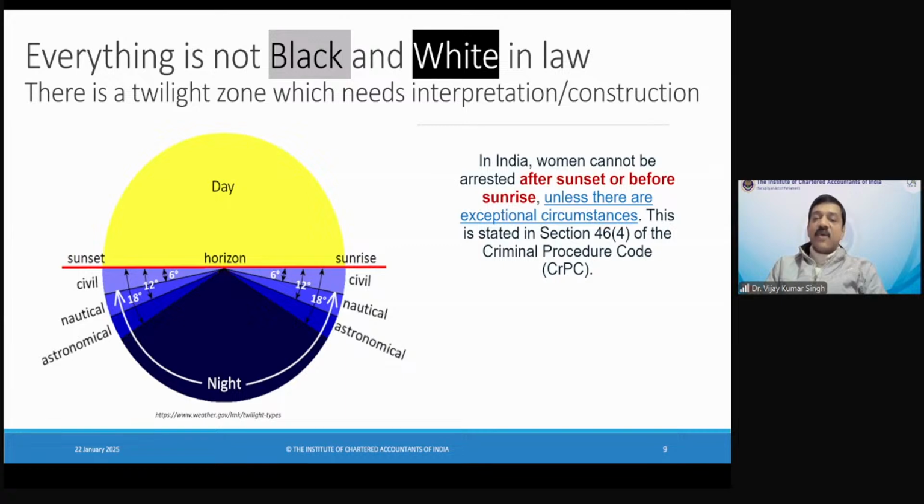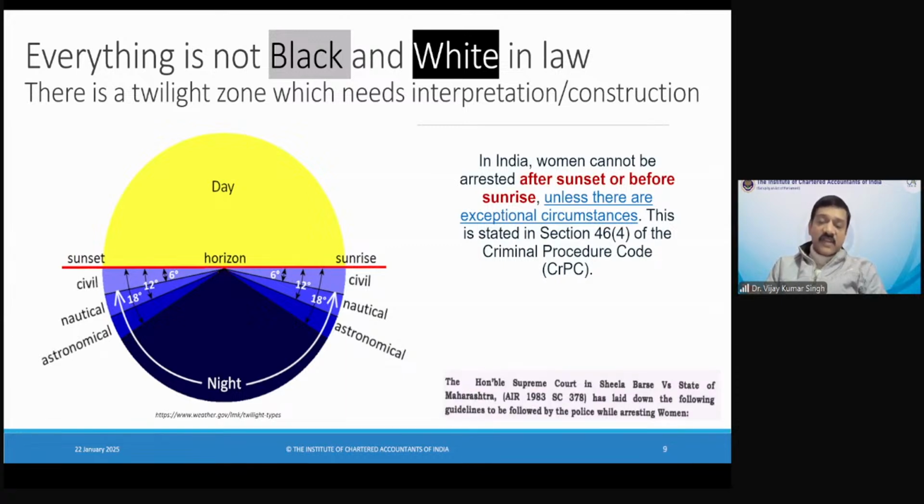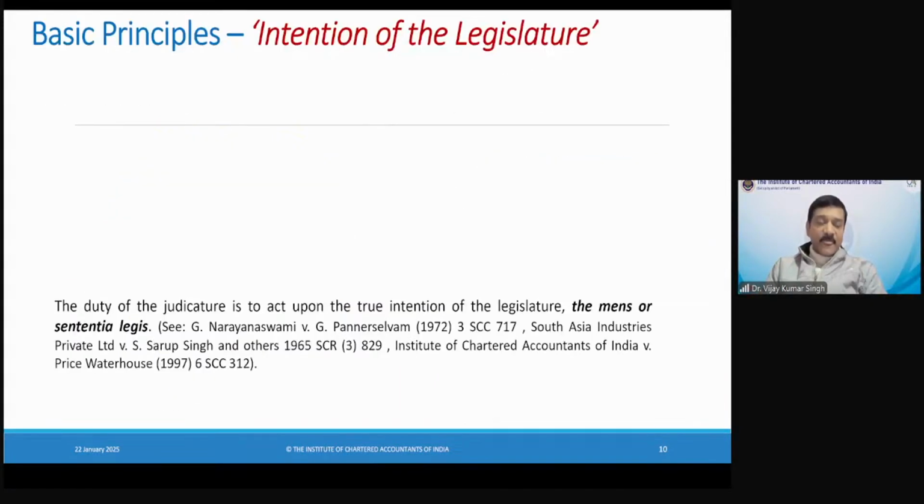And which are those exceptional circumstances? For that, there is a requirement of guidance, which was given in one of the cases by the Supreme Court in Sheela Barse versus State of Maharashtra, and subsequent cases also. I also told you about D.K. Basu's case, wherein the norms for arrest have been laid down. So these are the areas where, if the interpretation is not clear, to find out the intention of the legislature, you interpret this twilight zone to find the meaning actually. So this is what happens in interpretation, and that is the necessity for interpretation.